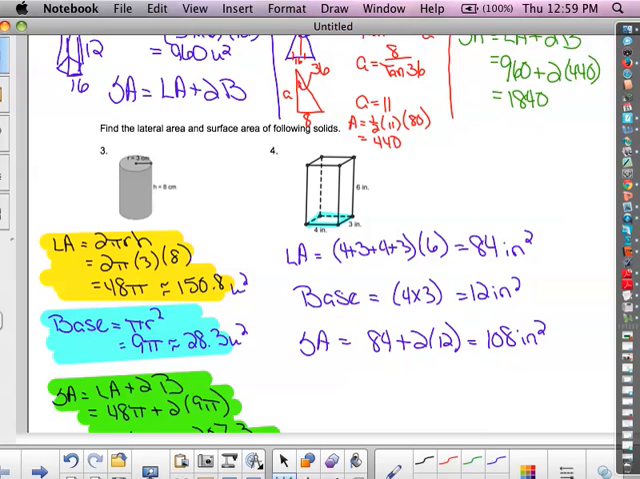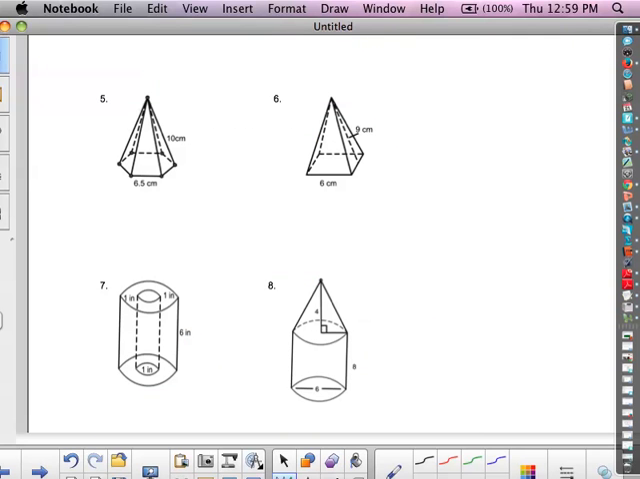Okay, let's go on to number 5. Number 5 is a pyramid. Remember, the formula for a pyramid, the lateral area is 1/2 the perimeter times the slant height. The slant height is this height right here. Okay, so I need to find the lateral area is equal to 1/2 the perimeter. Perimeter is, this is a hexagonal base, 6 sides. 6 times the length of a side, 6.5 times the slant height, which is 10.